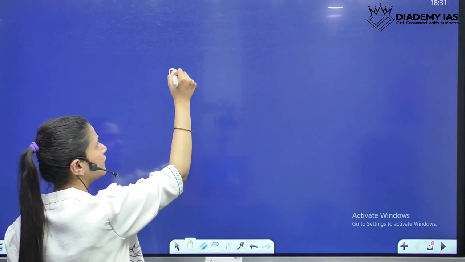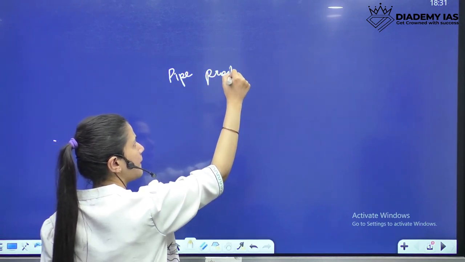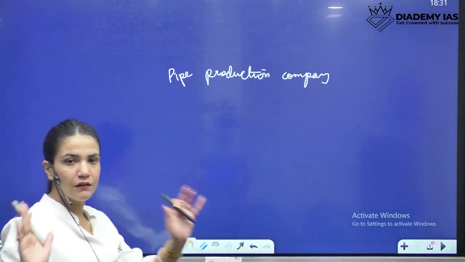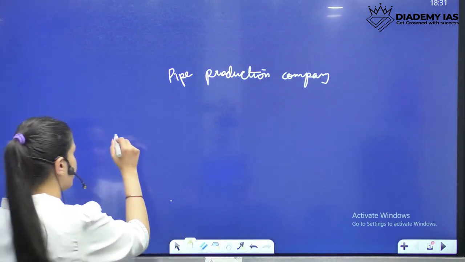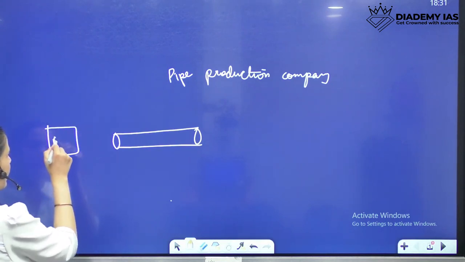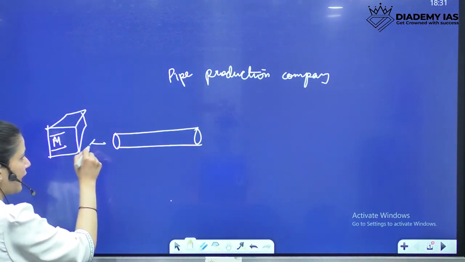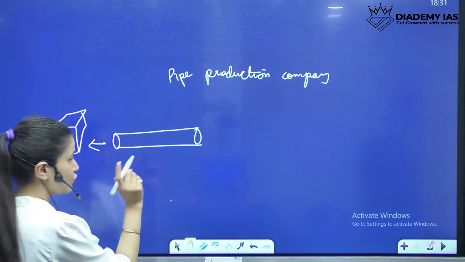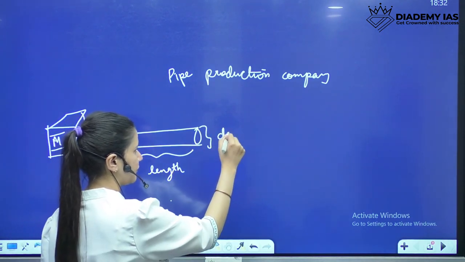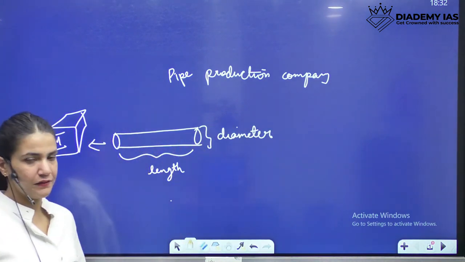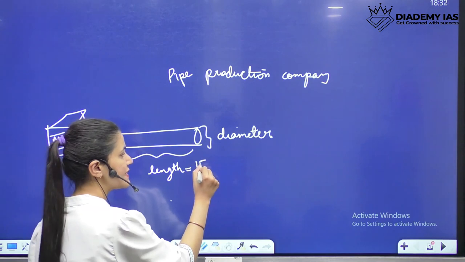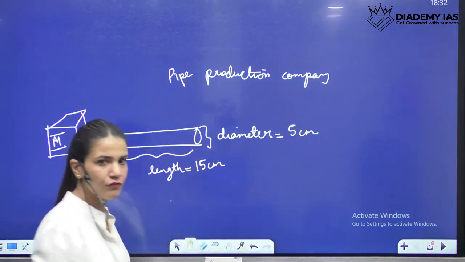Okay, so let's say there is a pipe production company. They have a very clear idea of having a machine that is making pipes. So there are thousands of pipes made every day. So even if the machine is making those pipes, the length of the pipe and the diameter are already decided before the production begins. They know for sure that this is the absolute value of, let's say, 15 centimeters or let's say 5 centimeters that they are going to be taking for the pipes they are making.